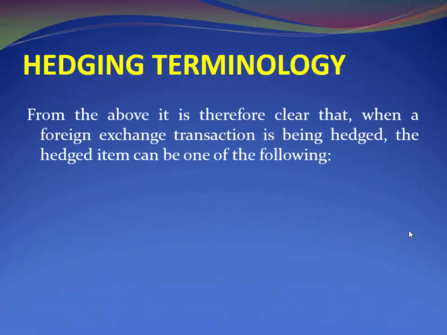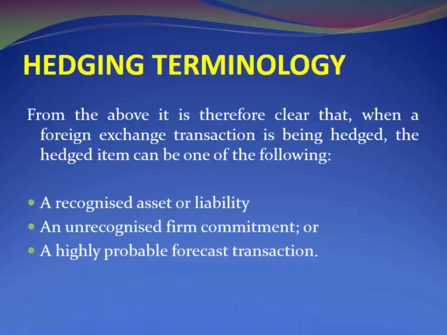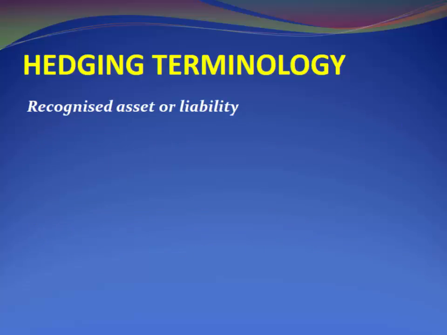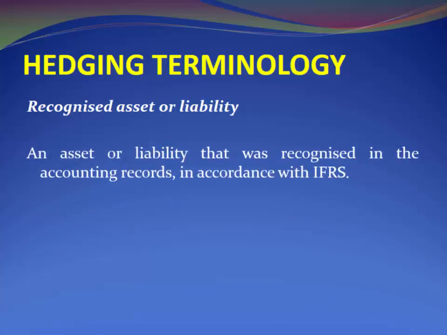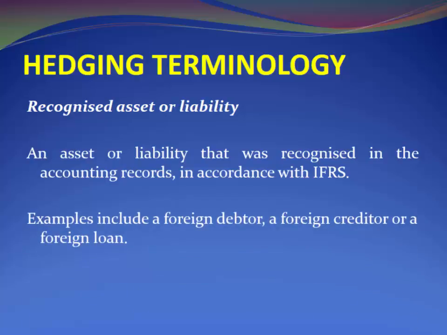From the above, it is therefore clear that when a foreign exchange transaction is being hedged, the hedged item can be one of the following, as we just said: a recognized asset or liability, an unrecognized firm commitment, or a highly probable forecast transaction. Recognized asset or liability. An asset or liability that was recognized in the accounting records in accordance with IFRS, for examples, a foreign debtor, a foreign creditor, or a foreign loan.